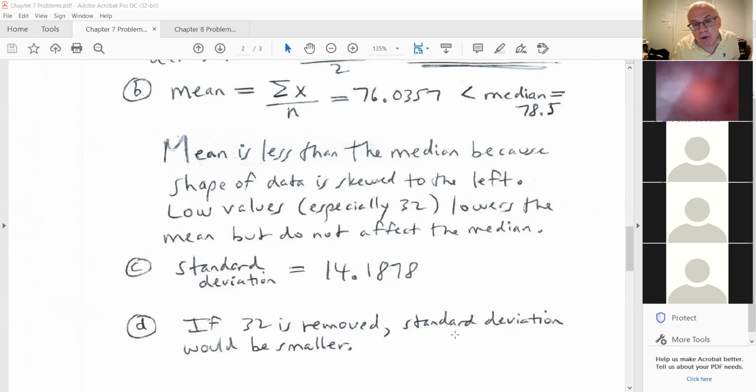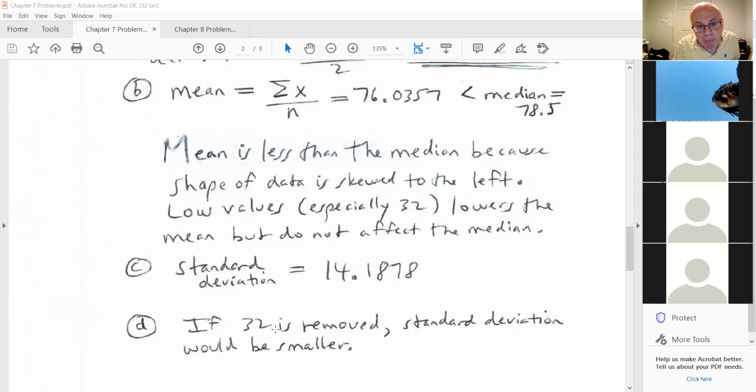Now, here's the point. The standard deviation is affected by outliers, because if we took the mean and subtracted the mean from 32 and squared it, that would be a relatively large number. If 32 was a bigger number, something like 50, then 50 minus the mean would be smaller. So the point of the matter is the standard deviation is affected by the outliers, just like the mean is.